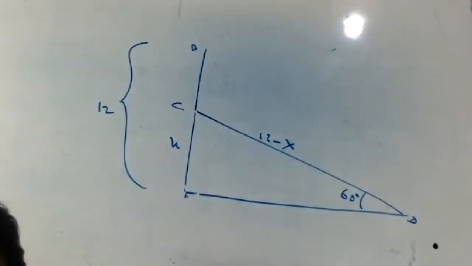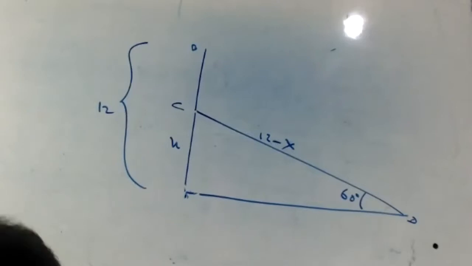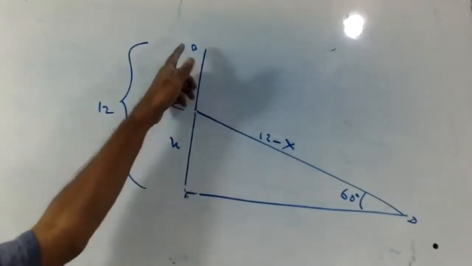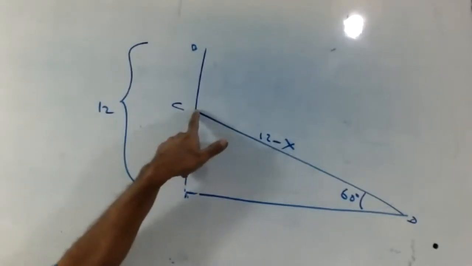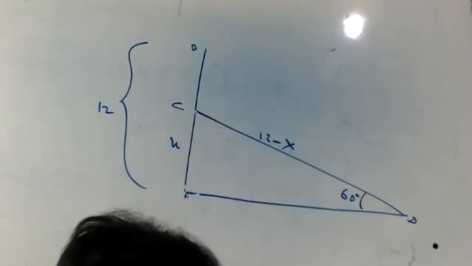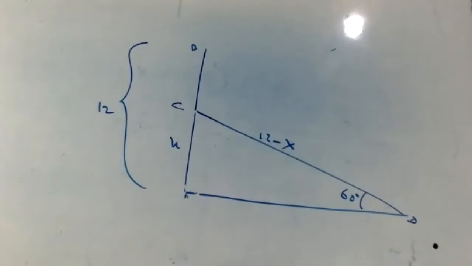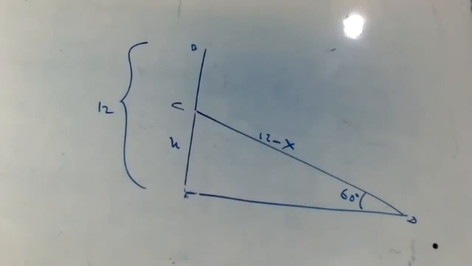Once again, the original position AB, the tree before wind. Before the wind it is 12 meter. After wind, it's broken at C. The top touches here at D. Then we have to find out where it's broken. So we assume that this height is X. Then automatically this will be 12 minus X. Reason: total is 12.